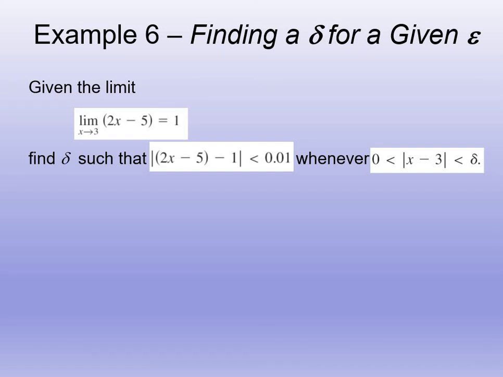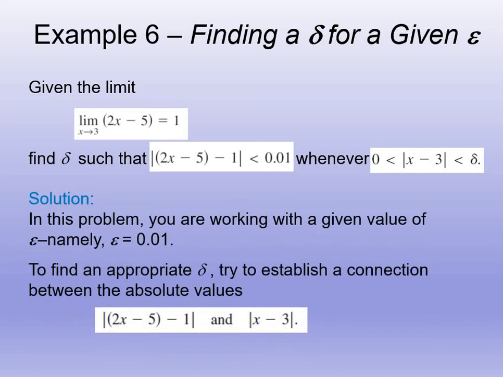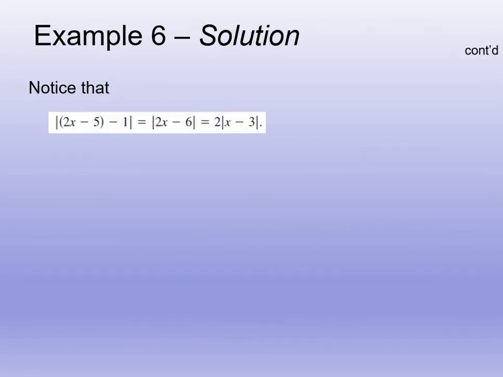So when we do this, we're going to equate the two, make the left-hand side, and start simplifying. So we have 2x minus 5, quantity, minus 1. We can rewrite that as the absolute value of 2x minus 6, right?